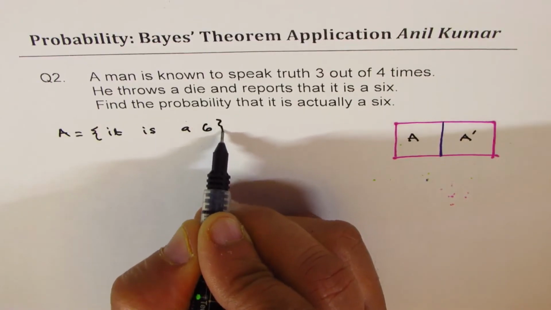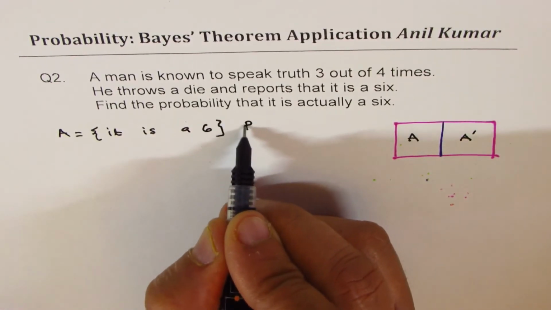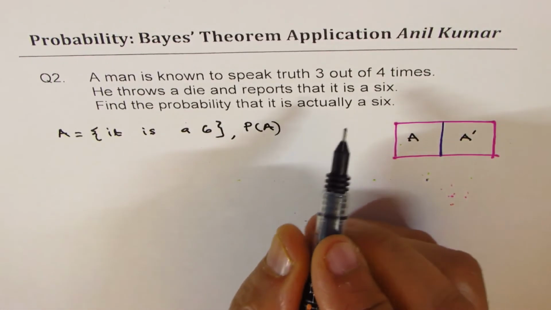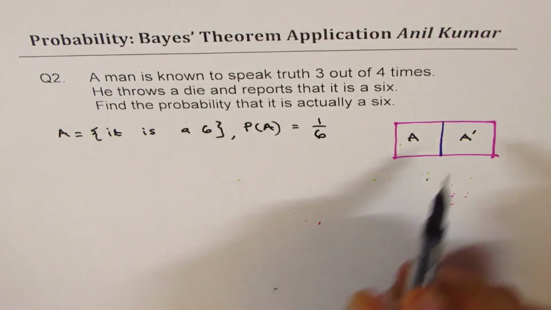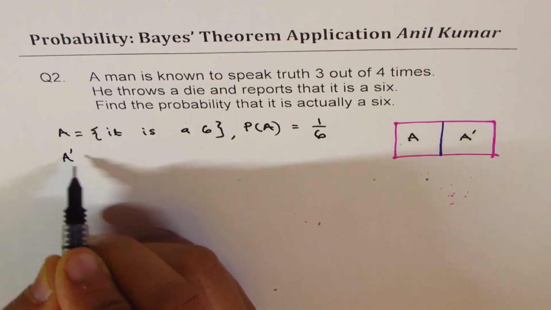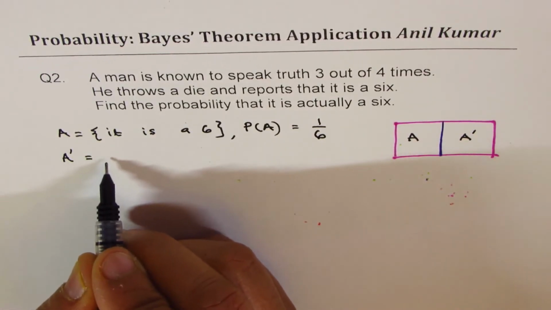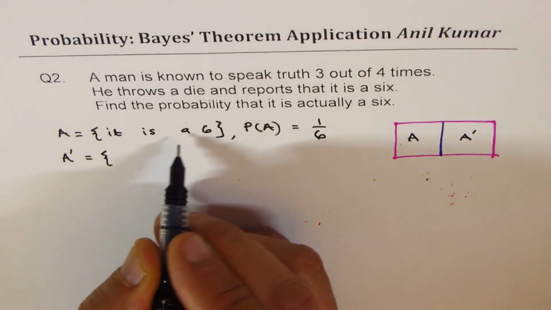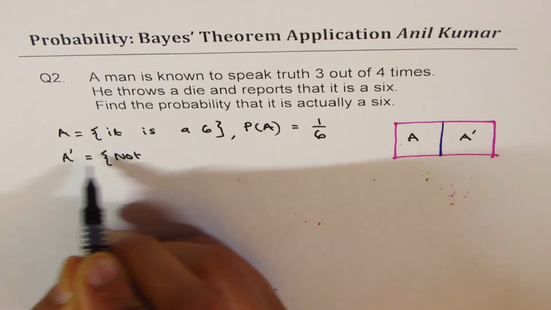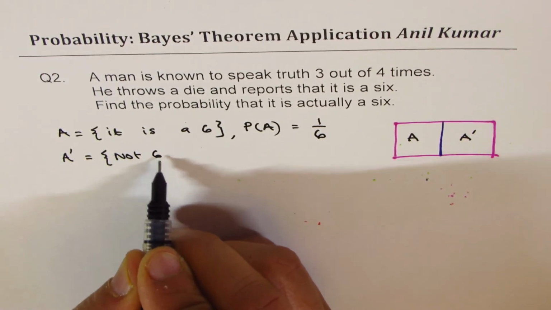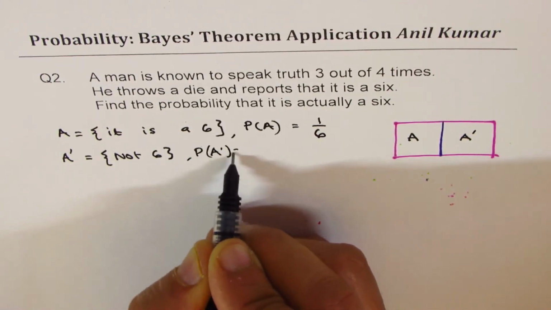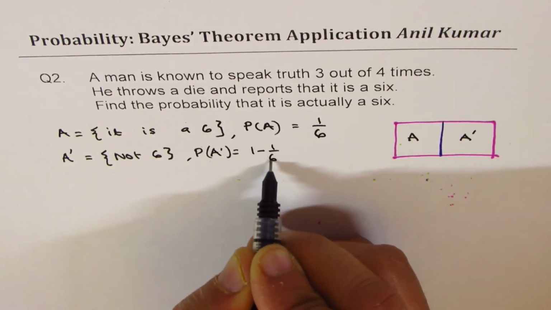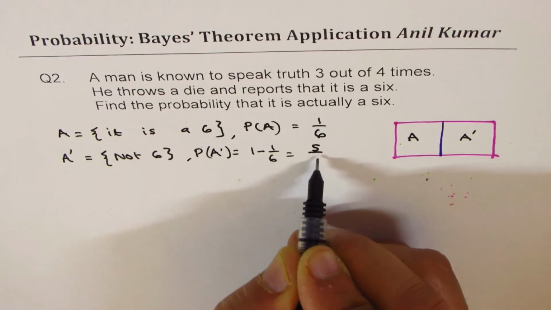Number 6, right? Now the probability of this event is, in the case of a die, 1 out of 6. Not 6 means not 6, right? That becomes A prime by definition. So the probability of A prime will be 1 minus 1 over 6, or 5 over 6.